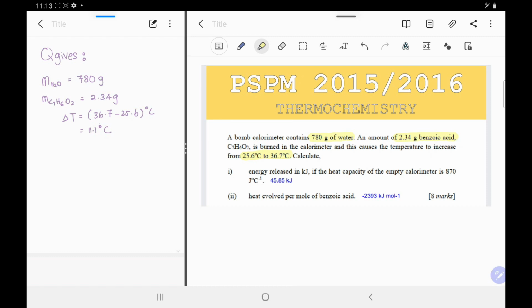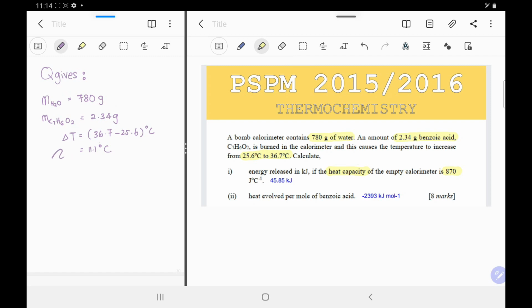So that it will be easier to answer the questions. Alright, let's move on to part 1, which asks to calculate the energy released in kilojoule if the heat capacity of the empty calorimeter is 870 joule per degree Celsius. So here it gives the heat capacity of the empty calorimeter, which is 870 joule per degree Celsius. This is one of the info too, so why not we put it in the list of information here at the side.